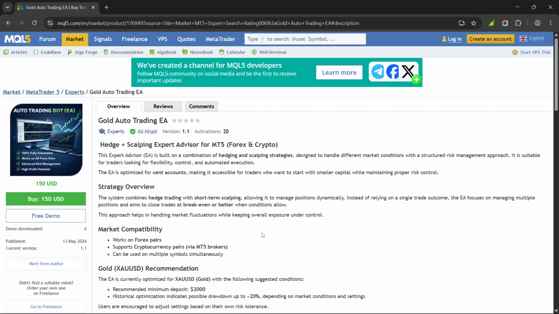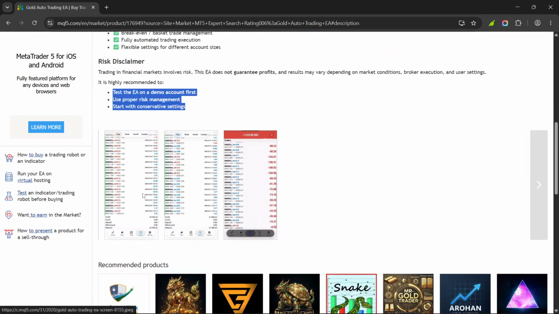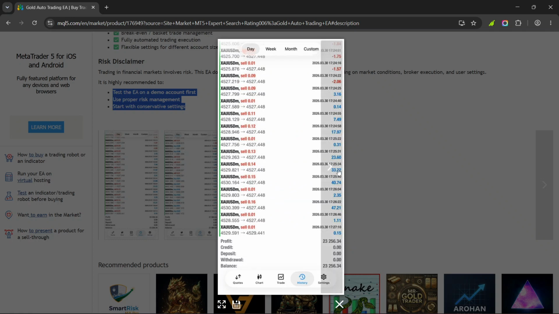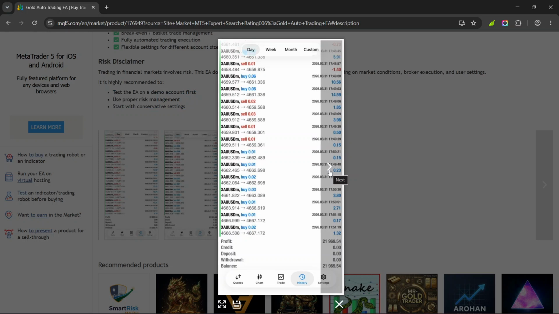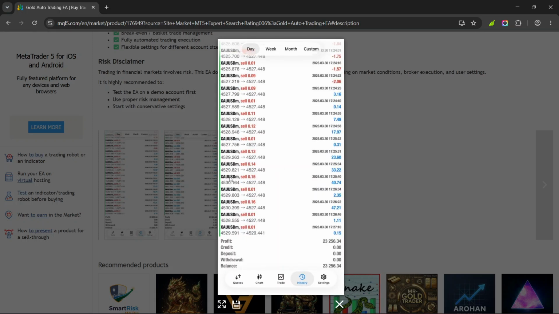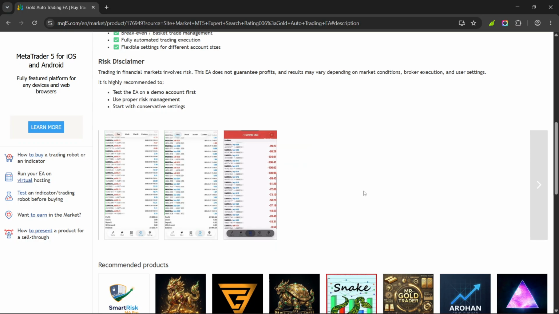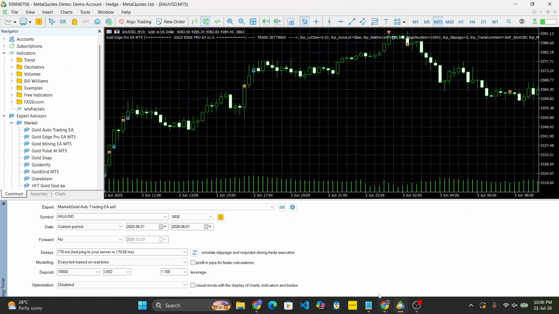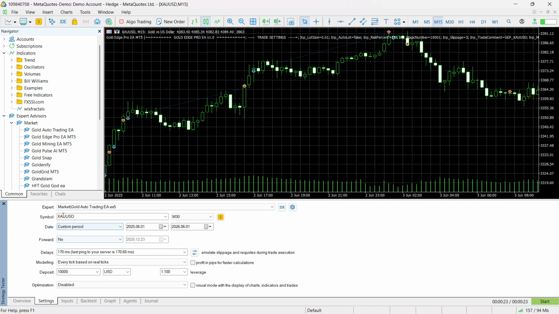Now, let's talk real results. The developer only shows pictures of trades taken on his mobile trading app, and even then, it still doesn't look good enough. Let's go over to my backtest results. I ran it on Gold USD on the M30 time frame from June 1st, 2025 to June 1st, 2026 with a leverage of 1 to 100.